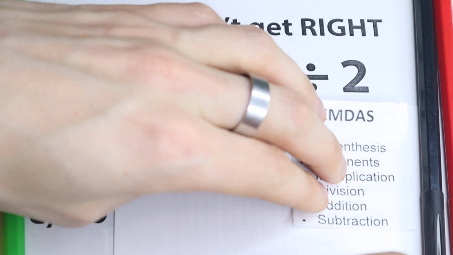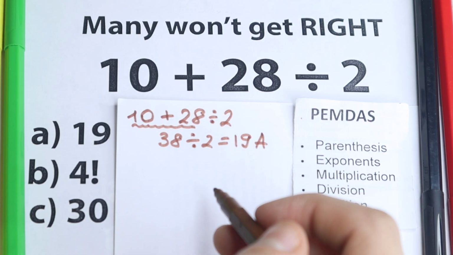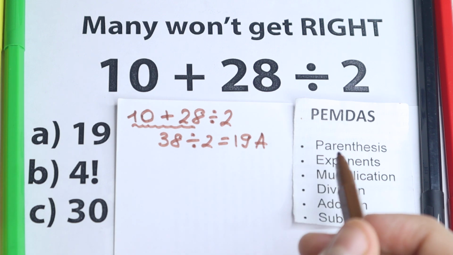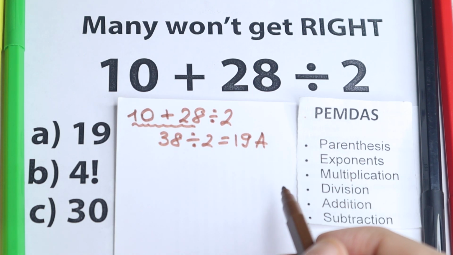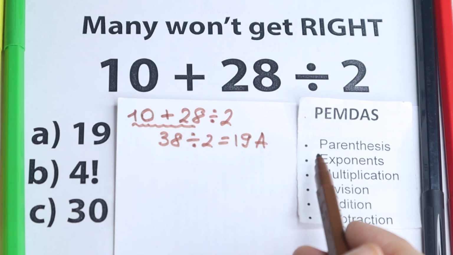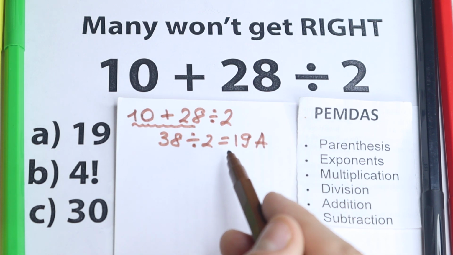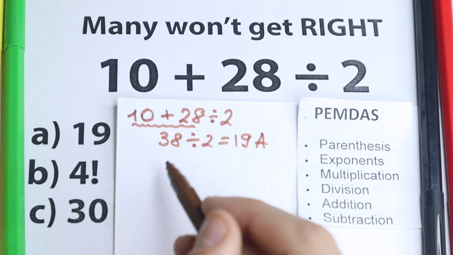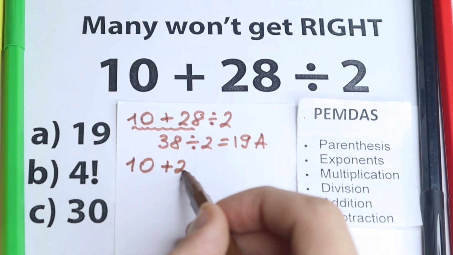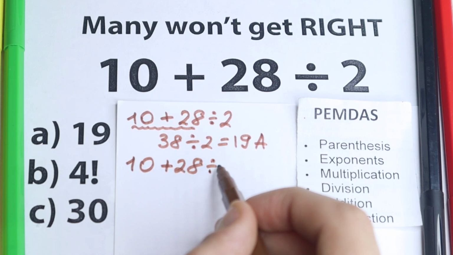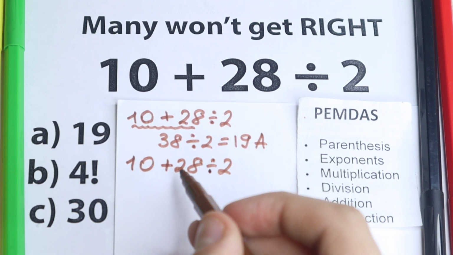First of all, I have this PEMDAS order of operation. This is the main popular order of operation in the world. All internet libraries, scientific and graphing calculators work according to PEMDAS. So let's check this question according to PEMDAS order of operation. Maybe we will have the same answer as 19. I don't know about it, but let's do this. So we have 10 plus 28 divided by 2.